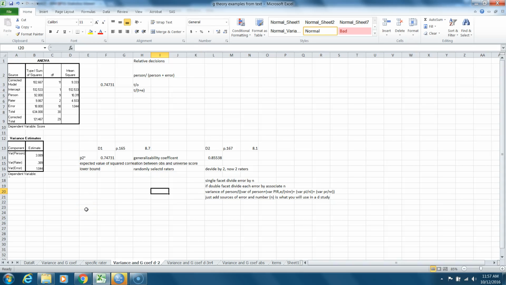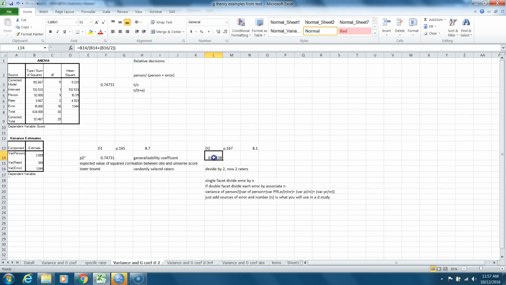We saw in example 1 where we had one rater rating each individual. Now we want to know in example 2, for design 2 in our textbook starting on page 166, what will happen if we have two raters doing this. And we can see here the difference in our generalizability coefficient. This was our generalizability coefficient of 0.74, or 0.75 in your text, rounded up.